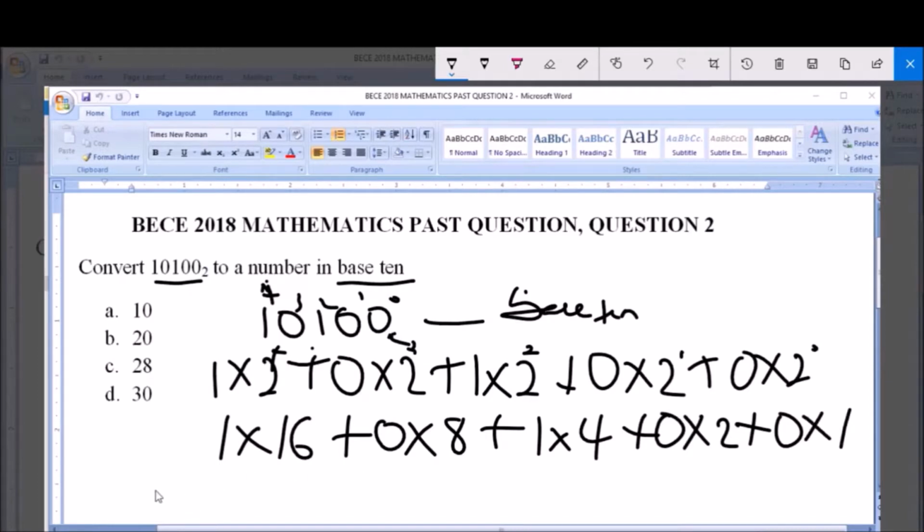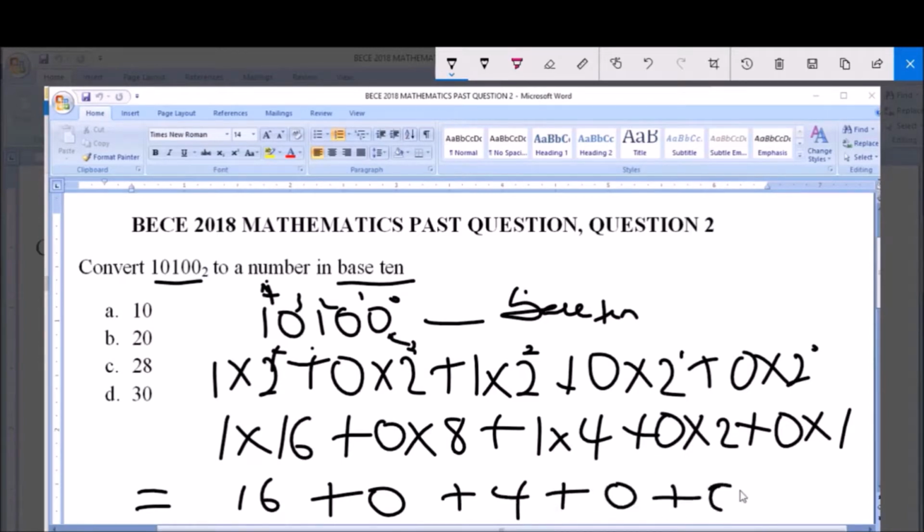Now from here we have 1 times 16 to give us 16, plus 0 times 8, multiplying by 0 gives us 0, plus 1 times 4 gives us 4, plus 0 times 2 gives us 0, and 0 times 1 gives us 0. So from this our answer is 16 plus 0 is 16, plus 4, 20, plus 0, 20, plus 0, 20. So our answer is 20 in base 10.